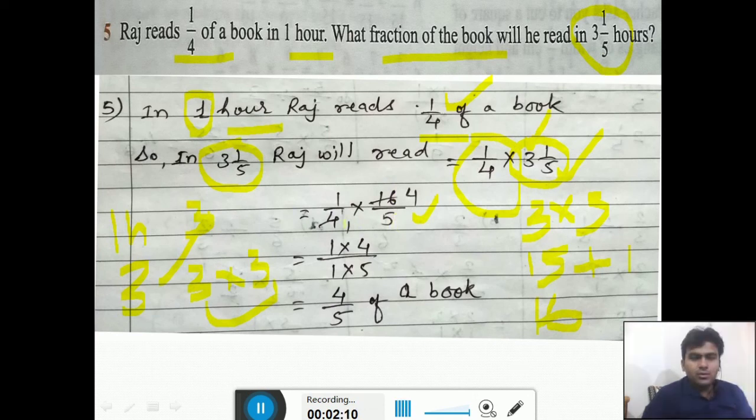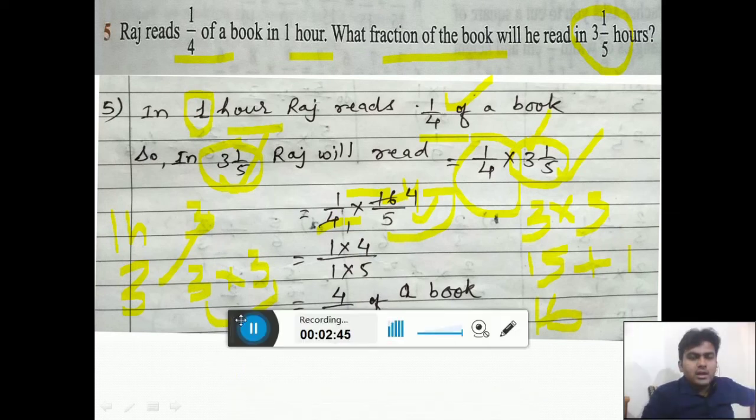Now this 4 and this 16 we can cut. 4 1s are 4 and 4 4s are 16. Now from this fraction we are left with 1 upon 1, and from this fraction we are left with 4 and 5. So multiply the numerator with the numerator and the denominator with the denominator. So the numerator is 1 into 4, 4, and 1 into 5 is 5. So in 3 complete 1 upon 5 hours he will read 4 upon 5 of the book.